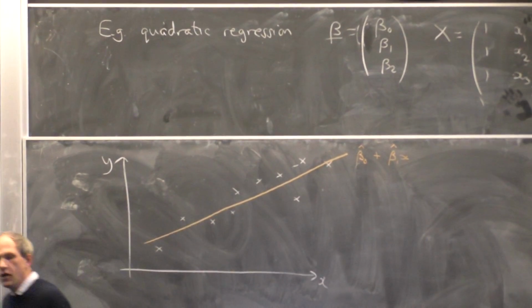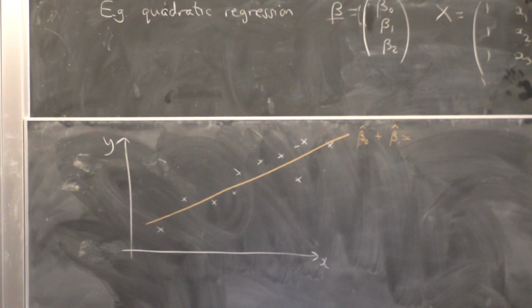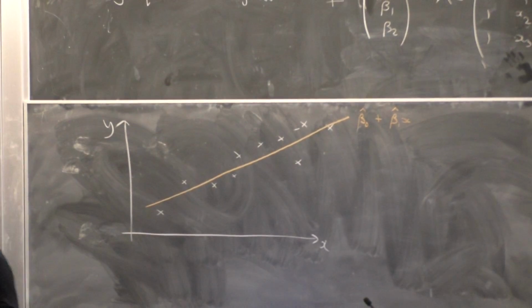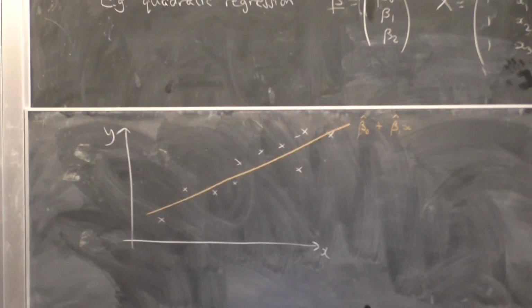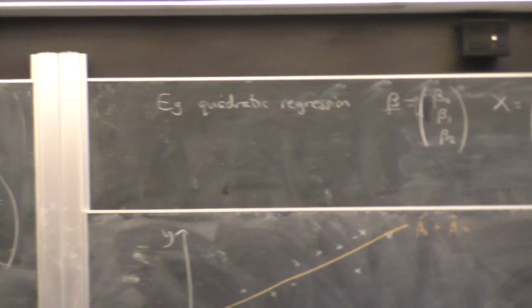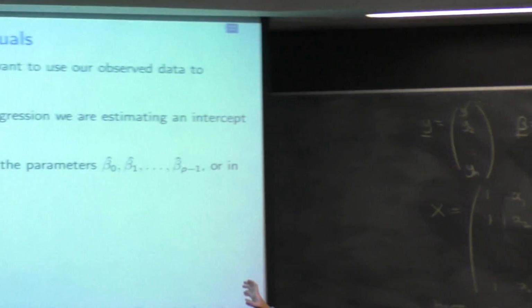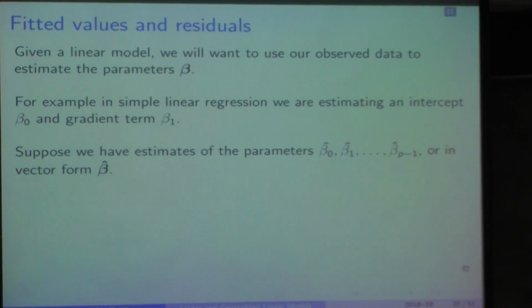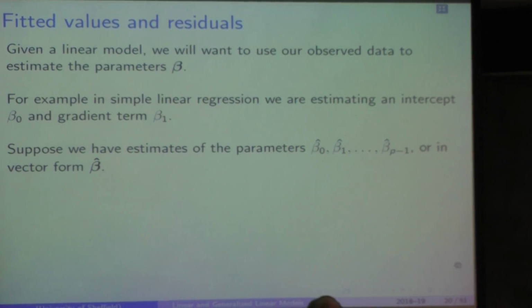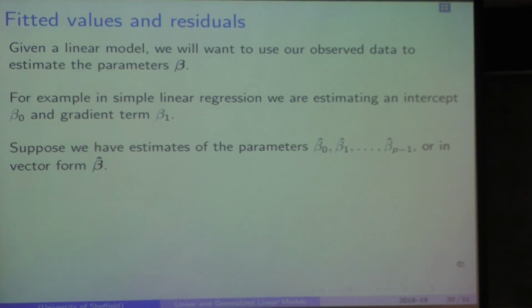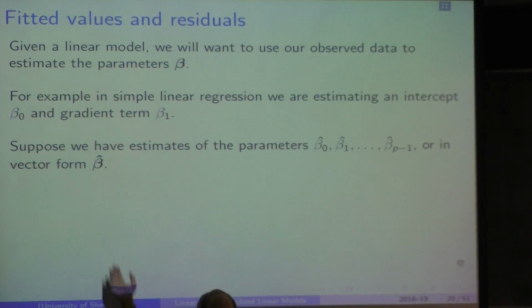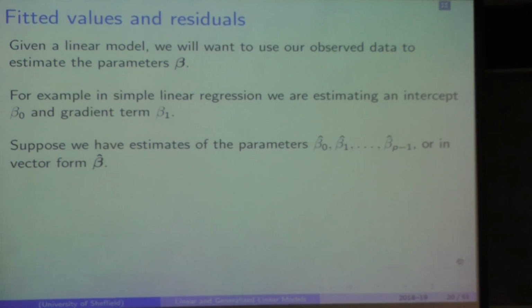Okay, so imagine that we have some estimates of our parameters, our betas. So this could be simple linear regression, but it could be one of the other models in the family as well. So let's assume that we have estimates of p parameters, beta 0 up to beta p minus 1, and they have hats on them, so they're estimates. Okay? Now, we can put those in a vector as well. We can put the estimates of our parameters in a vector, and following that convention, the vector beta hat is the vector whose components are the estimates of the parameters.